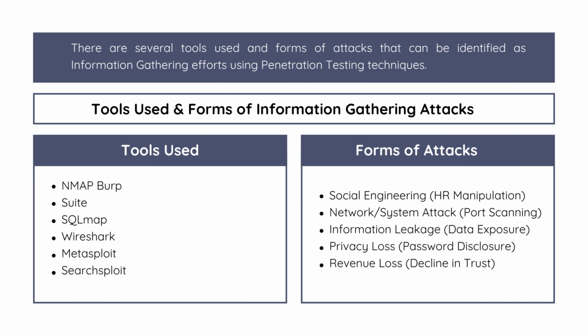There are several tools used and forms of attack that can be identified as information gathering efforts using penetration testing techniques. Common tools that are widely used include Nmap, Burp Suite, SQLmap, Wireshark, Metasploit, and Searchsploit. And the common forms of attacks that may occur include social engineering, network or system attacks, information leakage, privacy loss, and revenue loss.